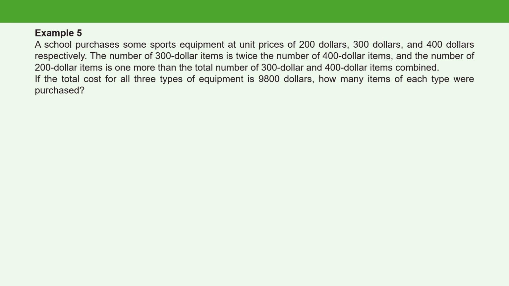Example 5, A school purchases some sports equipment at unit prices of $200, $300, and $400 respectively. The number of $300 items is twice the number of $400 items, and the number of $200 items is one more than the total number of $300 and $400 items combined. If the total cost for all three types of equipment is $9,800, how many items of each type were purchased?